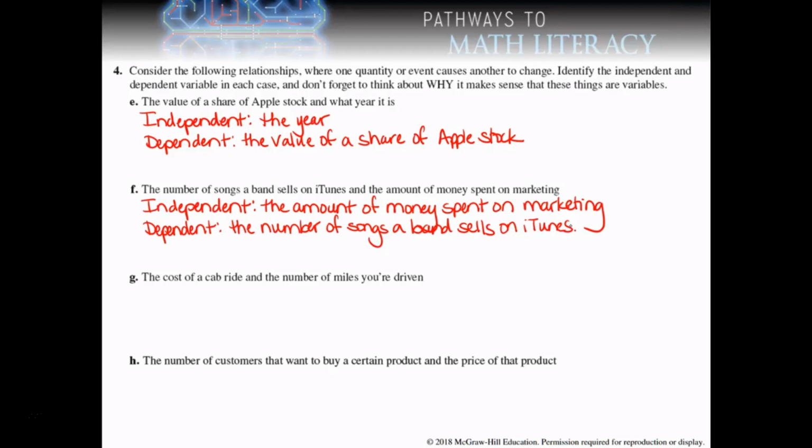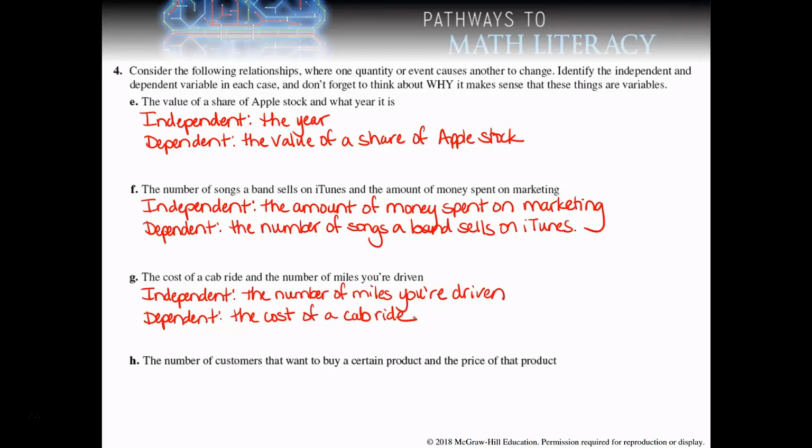And in H, the number of customers that want to buy a certain product and the price of that product. If you have any familiarity with economic principles, you might realize that this one can be argued either way. It is true that lower prices can cause more customers to want to buy a product, making price the independent variable. Or having a lot of customers who want to buy a product can drive prices up, which would make the number of customers the independent variable. So this one could go either way.